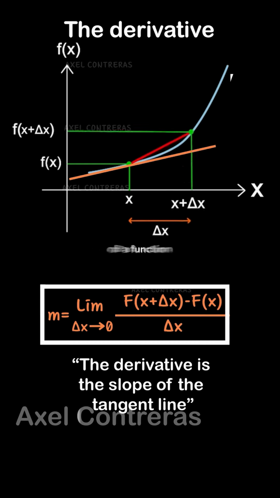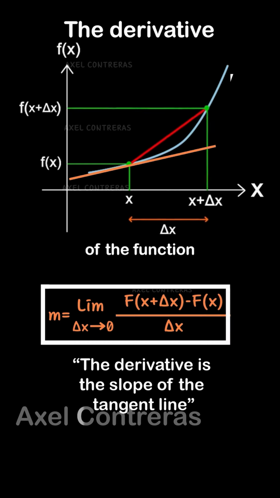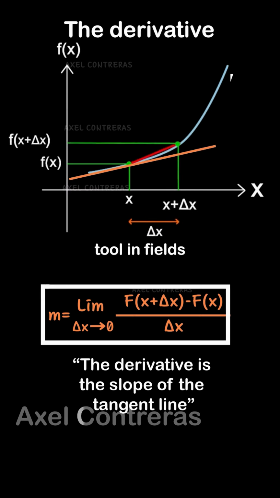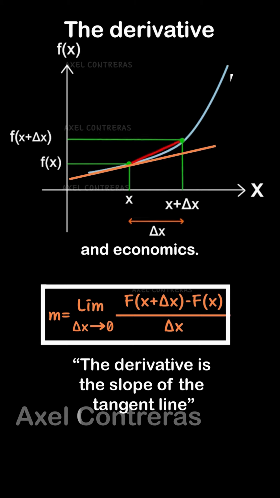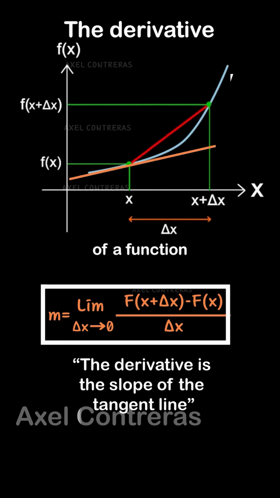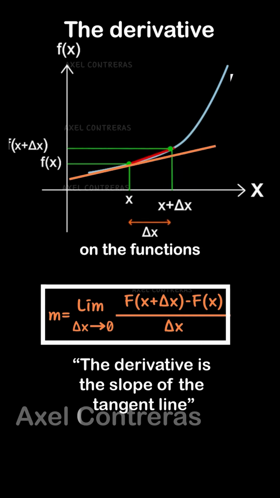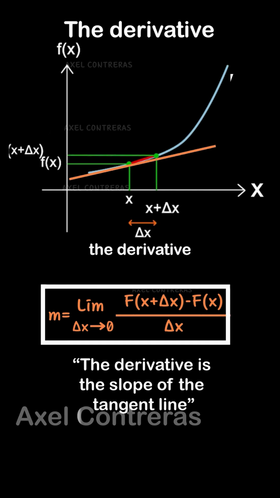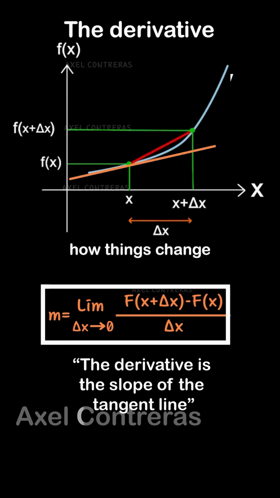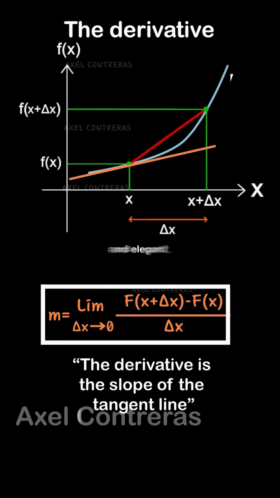line. The derivative of a function measures how the value of the function changes. It's a fundamental tool in fields like physics, engineering, and economics. It tells us the rate of change of a function, or, from another perspective, the slope of the tangent line at any given point on the function's graph. In essence, the derivative gives us a powerful way to understand how things change, instantly, precisely, and elegantly.